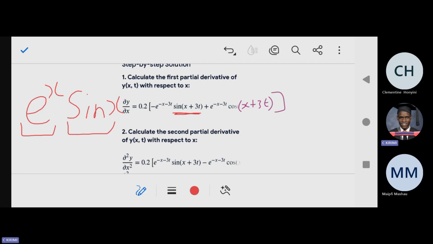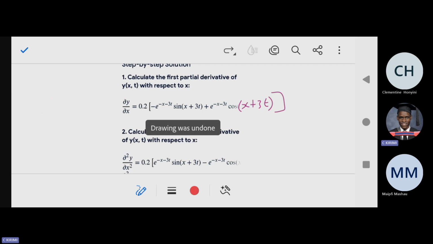Only. There is no product rule there. You differentiate sine, cos, and you differentiate what is inside, we are done. But with this one, each and every time you are supposed to apply what? A product rule. Because of the two functions, the exponential function and the trig function. Okay. Yes. So now we are done with the first derivative of y.